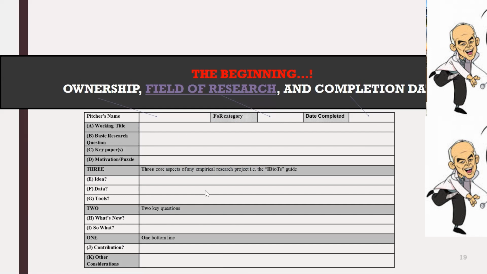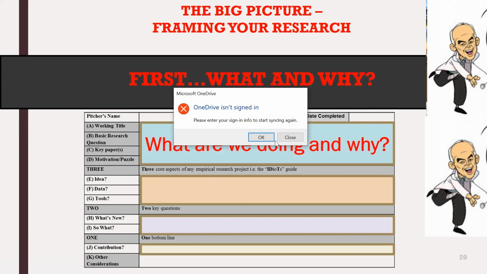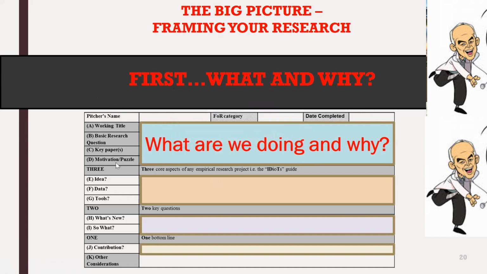So now let me go to the entry, the starter. As I said, they are the first four parts of the pitching template: the working title, the basic research question, key papers, and the motivation. In these four bigger picture parts, we want to convince the reader, the pitchee, what we are doing and why we are doing that.